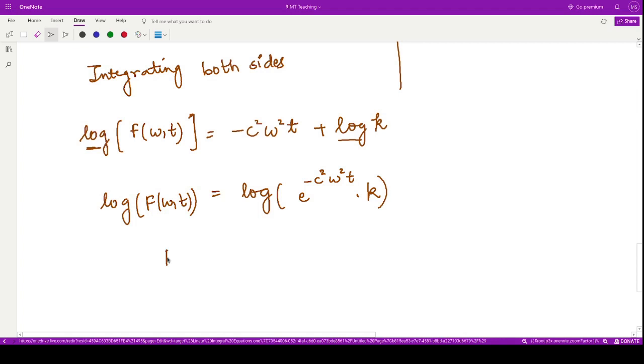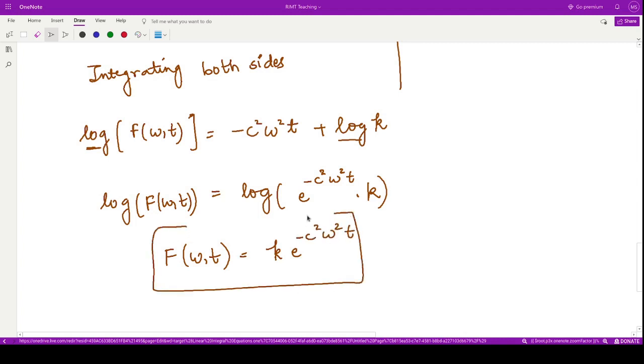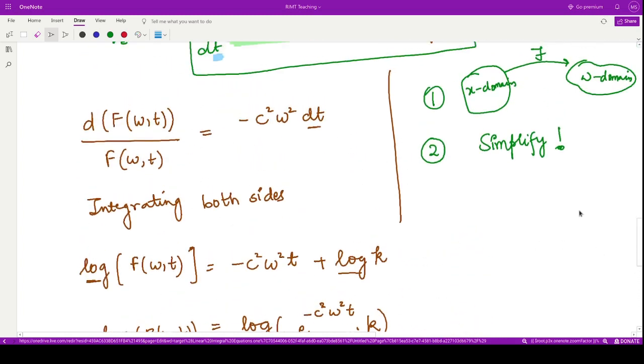Therefore, your F(ω, t) is equal to k e to the power minus c² ω² t. Now this is the value of the function F(ω, t) in the omega plane. So let me call this equation 4. That means we have simplified our expression in terms of F(ω, t), which was the Fourier transform of the given function u.